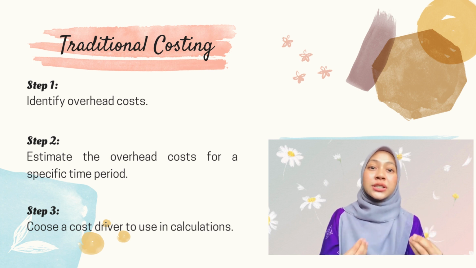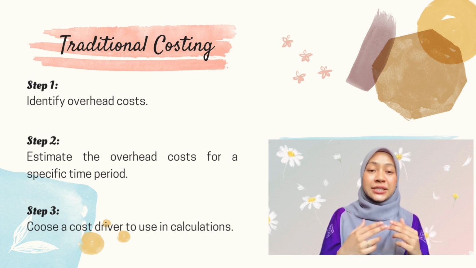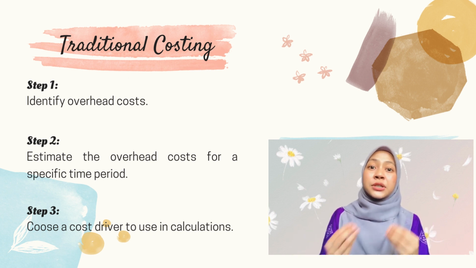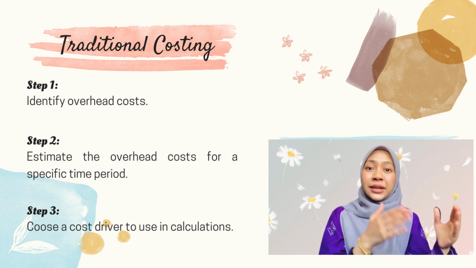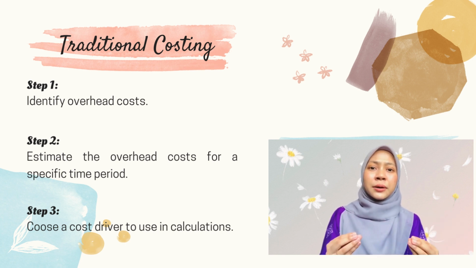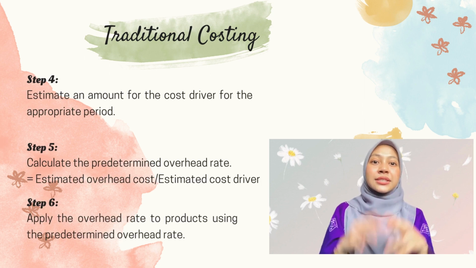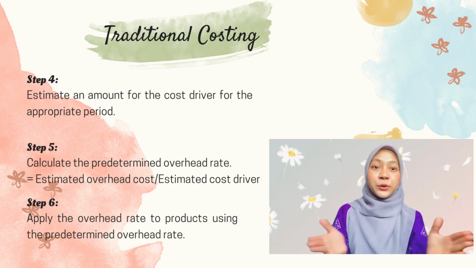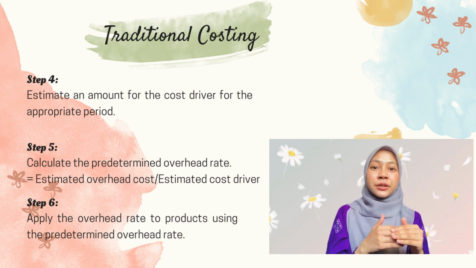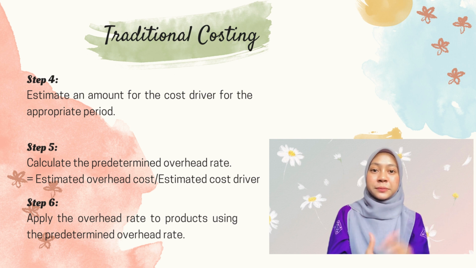And then we choose a cost driver to use in the calculations. The cost driver should be linked significantly to production, like machine hours for highly automated production. Taking into account that Company A prepares the food by hand, the company selects labor hours as their cost driver. And then step 4 is to estimate an amount for the cost driver for the appropriate period. The estimated period for the cost driver should match the time period you chose for the overhead cost estimate, for example, labor hours per quarter.